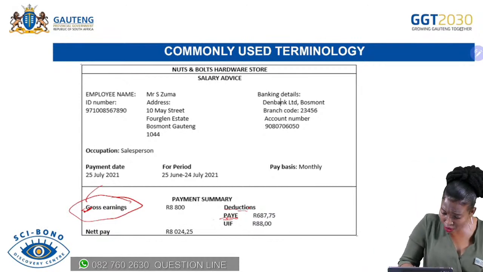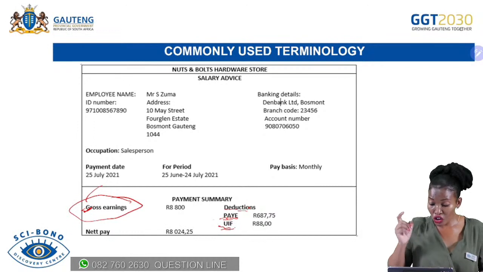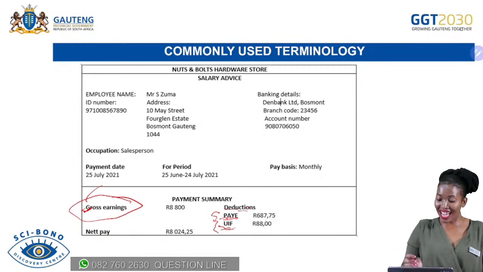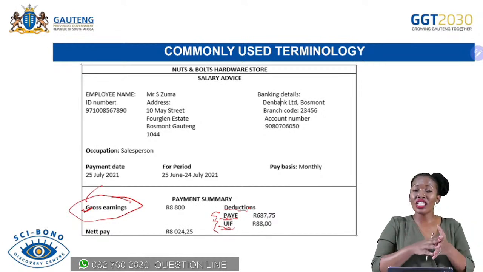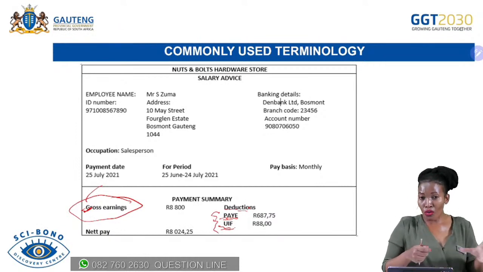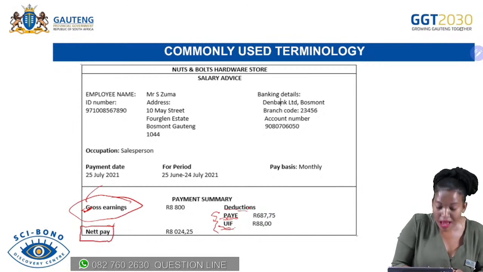And then another example of a deduction, guys, it is your UIF, your unemployment insurance fund. So these are the two examples of the deductions. Remember, we said deductions are the monies that are subtracted on your pay slip. They are subtracted from what? From your gross salary. And then the other word, it is your net pay.